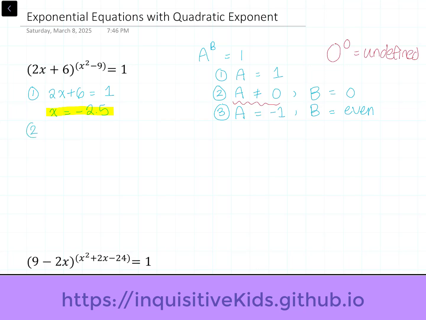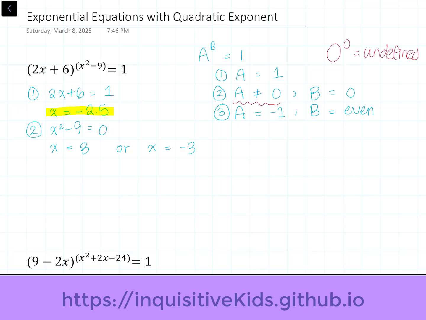Now let's look at the second case. The second case is if the base is not equal to 0, but the exponent is equal to 0. Let's start with the exponent. In this case, x squared minus 9 is equal to 0. So x can be equal to positive 3, or x can be equal to negative 3. Now we have to discuss these 2 cases separately. Make sure that you're writing it really organized so you know, these are the 2 cases and I have to evaluate them separately to see if they are valid.